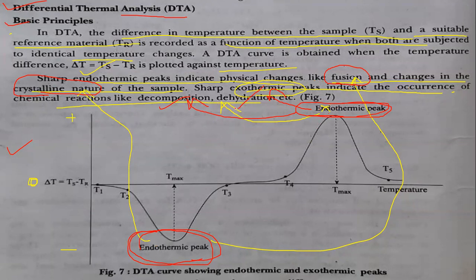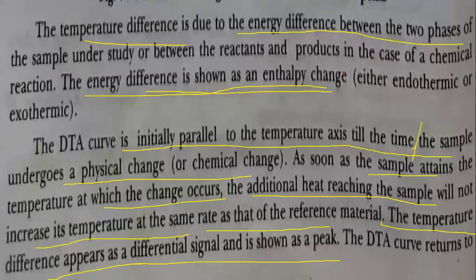And we are measuring the temperature difference between the sample and the reference material. On this side a positive peak is observed, and on this side a negative peak is observed. A negative peak indicates an endothermic reaction, and a positive peak indicates an exothermic reaction. The temperature difference is due to the energy difference between the two phases of the sample under study, or between the reactant and the product in case of a chemical reaction.